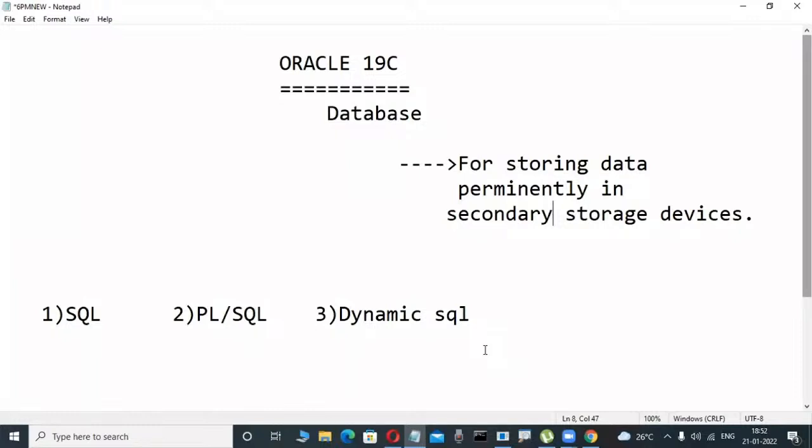But up to some stages it is 6 to 7. Anybody interested to attend another demo or regular sessions, morning batches are there. 7 to 8 is there, 8 to 9, 9 to 10, 10 to 11, something is there. And also evening 4, 5 batches are there.